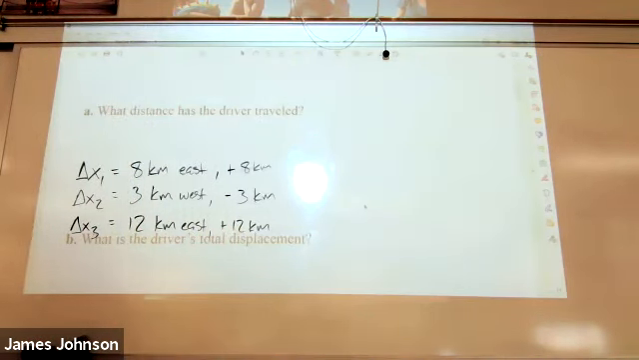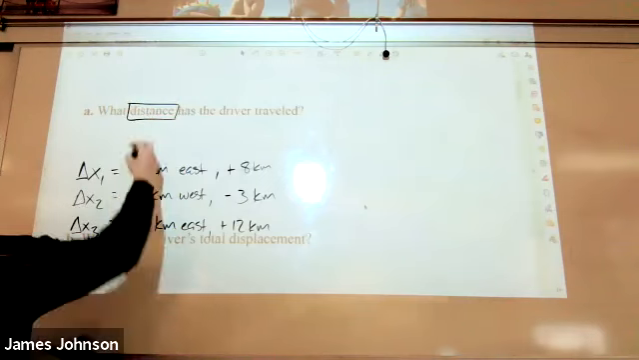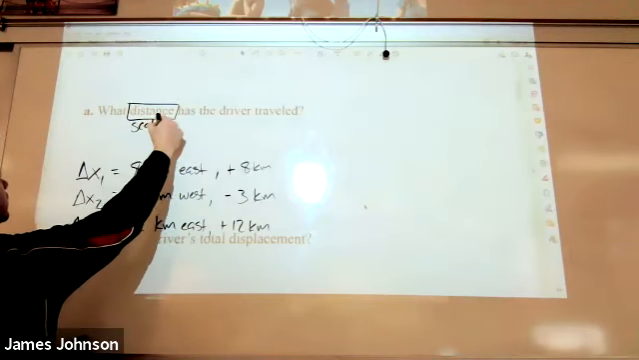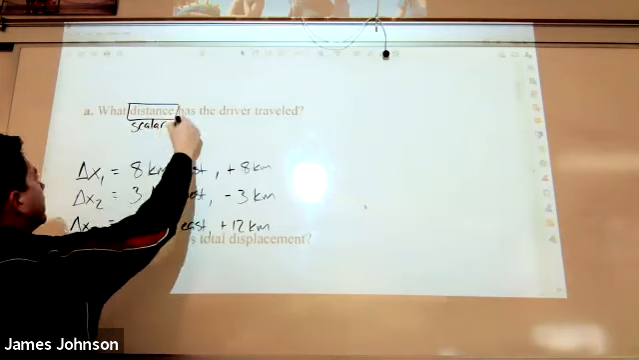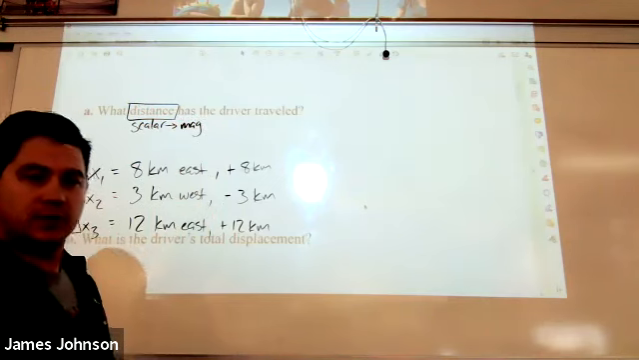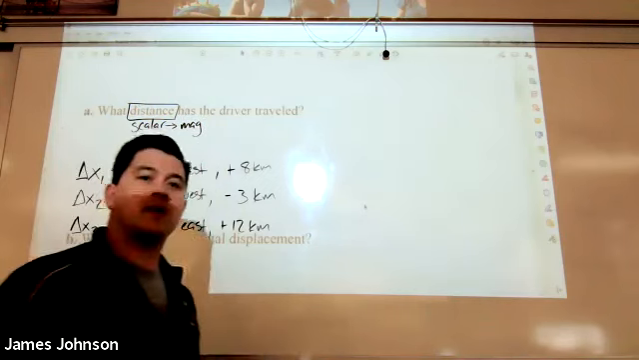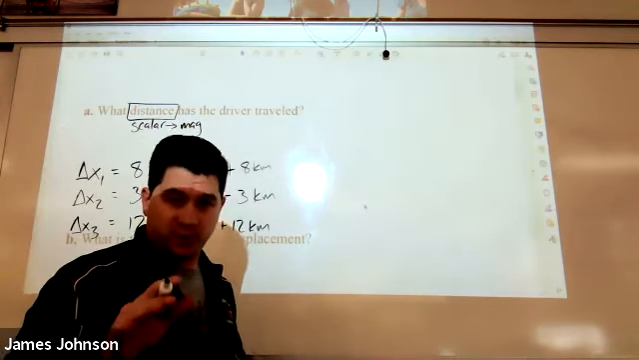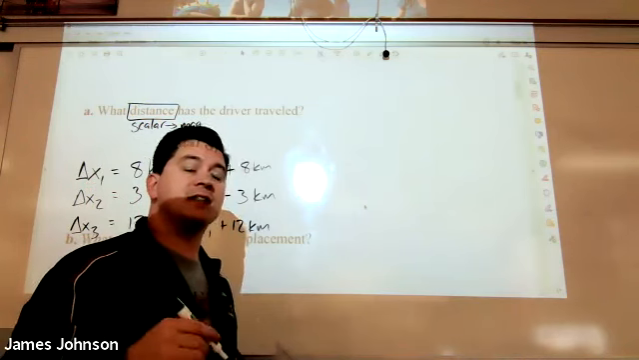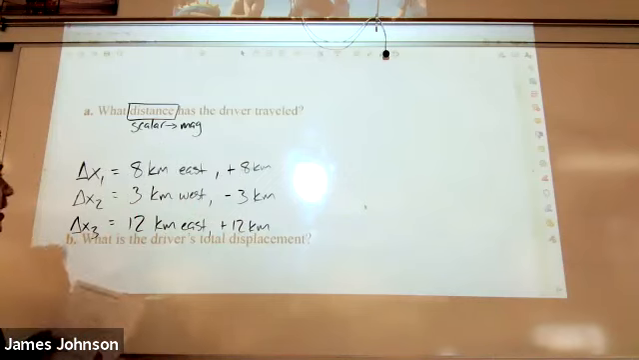Part A asks, what distance has the driver traveled? Now pay attention to this word distance, because this is a scalar quantity. That means only magnitude, no direction. Okay, so basically how many steps has this person taken? Not their overall displacement, which would be a vector quantity. Means that you would have to take into consideration which direction the person was traveling. But this says distance. So scalar, meaning we're just going for magnitude.